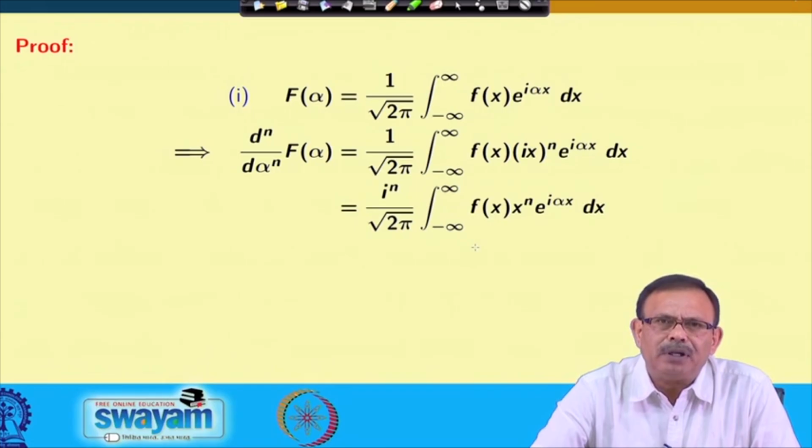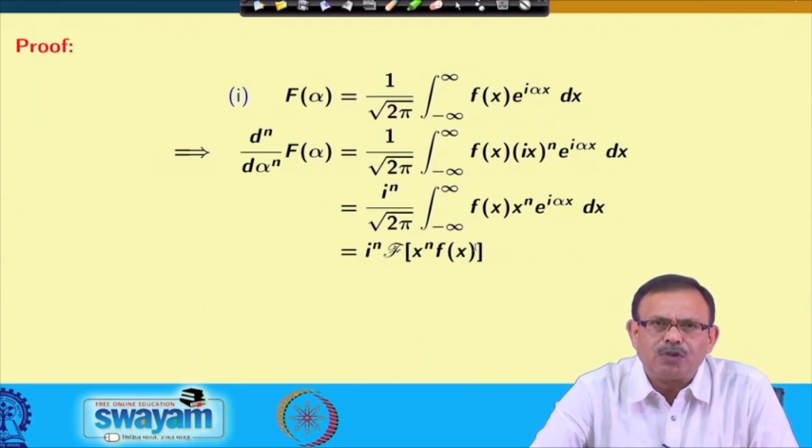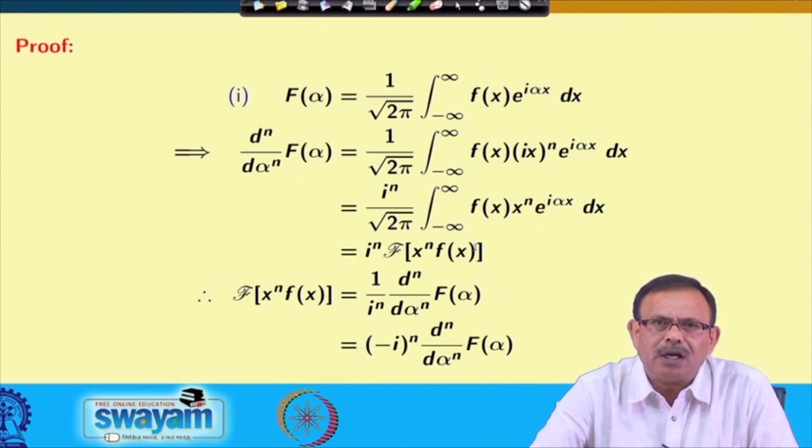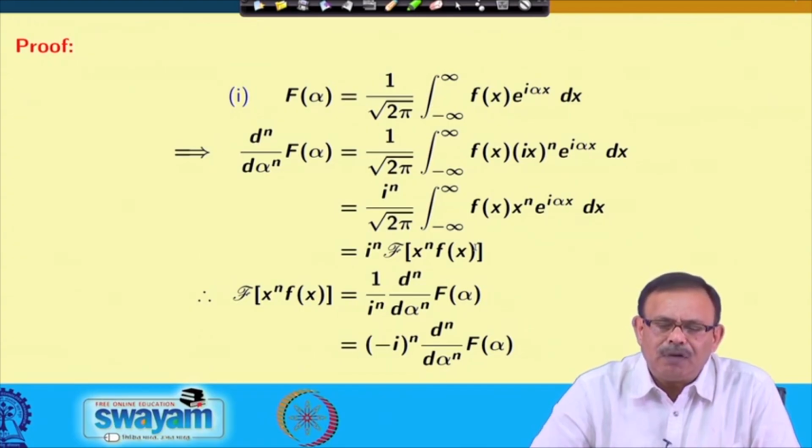So, i to the power n I am bringing outside, and once I bring i to the power n outside, 1 by root 2 pi, integral from minus infinity to infinity, this one is nothing but the Fourier transform of f x into x to the power n. So, once I am getting this one, the Fourier transform of x to the power n f, then I can write down the Fourier transform of x to the power n f x equals 1 by i to the power n d^n by d alpha^n of f alpha, and this I can write as minus i to the power n d^n by d alpha^n of f alpha. This completes the proof of the first one.